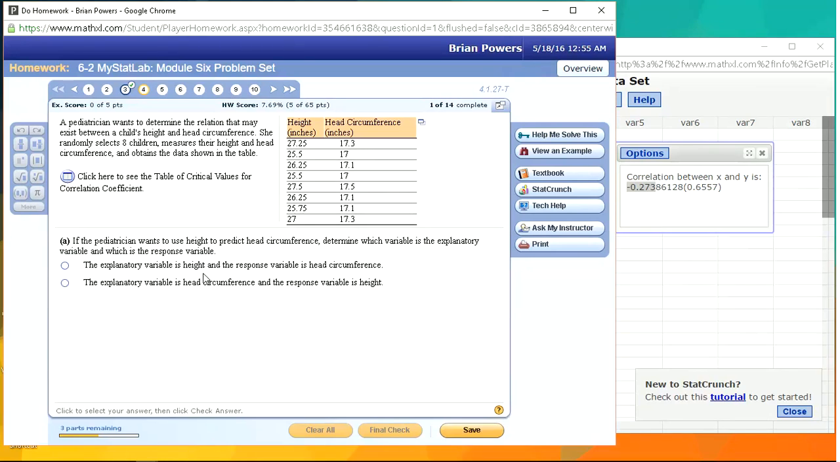then height is known as an explanatory variable. Height is explanatory, and the response is the head. So the predictor, the thing you're trying to use to predict, is called explanatory. Sometimes it's called predictor as well. And the other one, what you're trying to predict, which in this case is head circumference, we call the response variable.